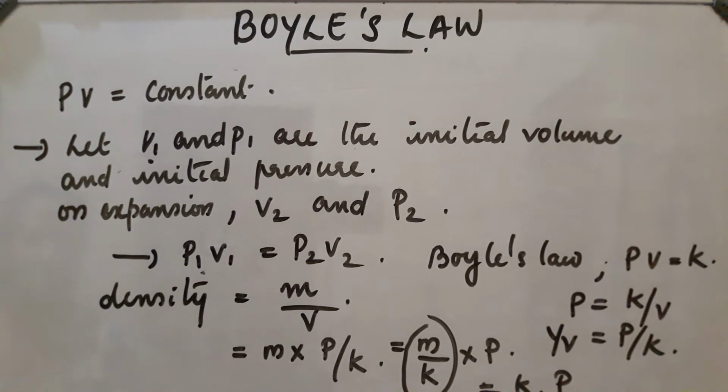So from this we can see that D is proportional to pressure. So at constant temperature, density is directly proportional to pressure. This is another relationship between density and pressure from Boyle's law.